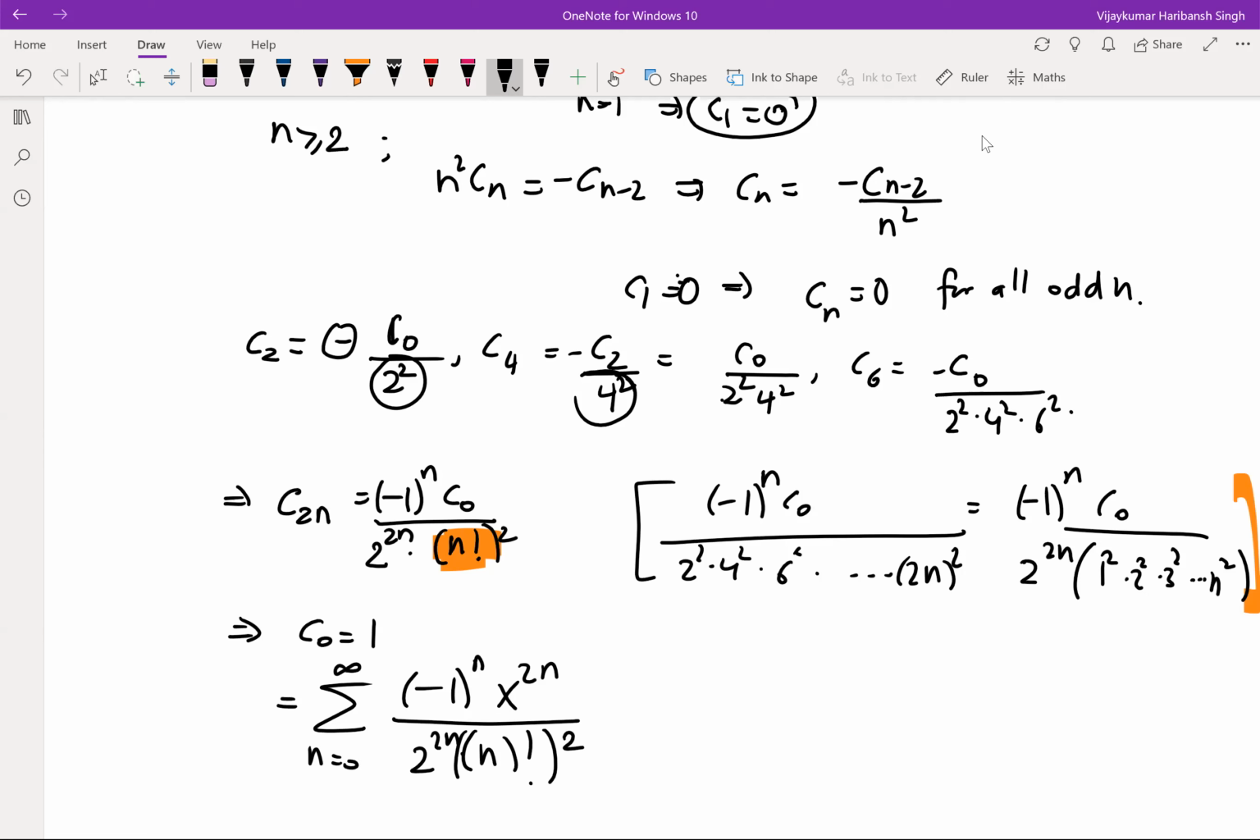And this is a very well-known function. This is the Bessel function.